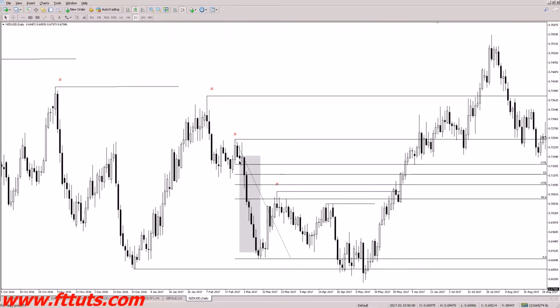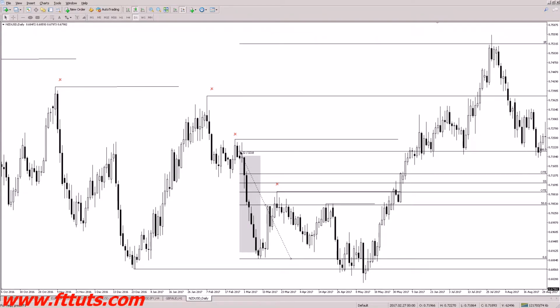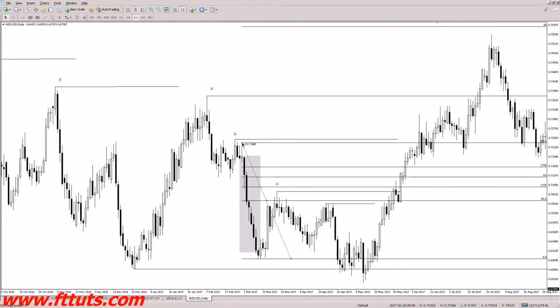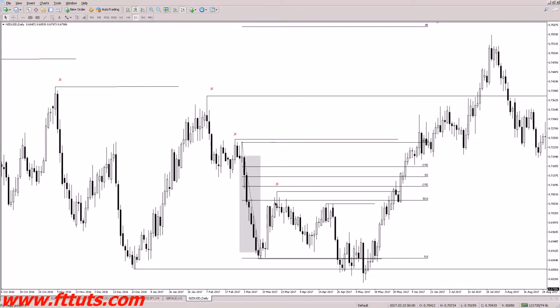And fair value literally just means the 50% or the equilibrium of this range. So let's just pull our fib from that high to that low. All right, guys? So we're going to talk about fair value. The way I target these ranges is that I usually have two methods, all right?